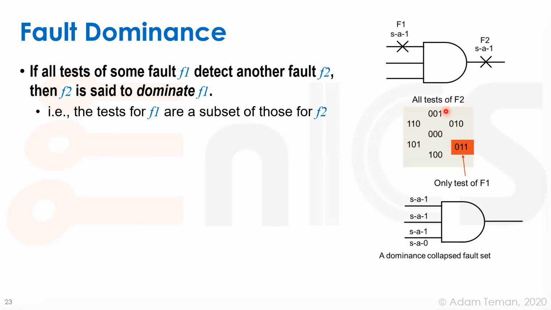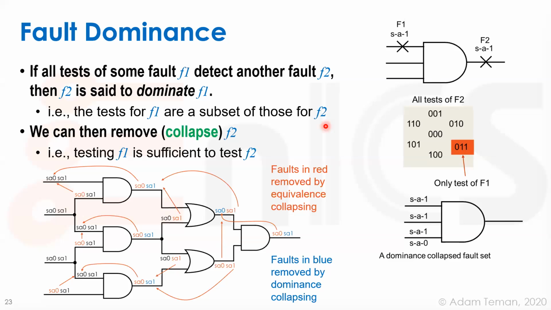No, we have to test all of these vectors to check if F2 is stuck at 1. But since this is the only test of F1, then we can actually collapse it. We can get rid of F2, because it's dominated by F1. So we don't have to check all of these for knowing F2. It's enough to check just this one. And that's also another good thing that helps us collapse these different faults and get rid of them.